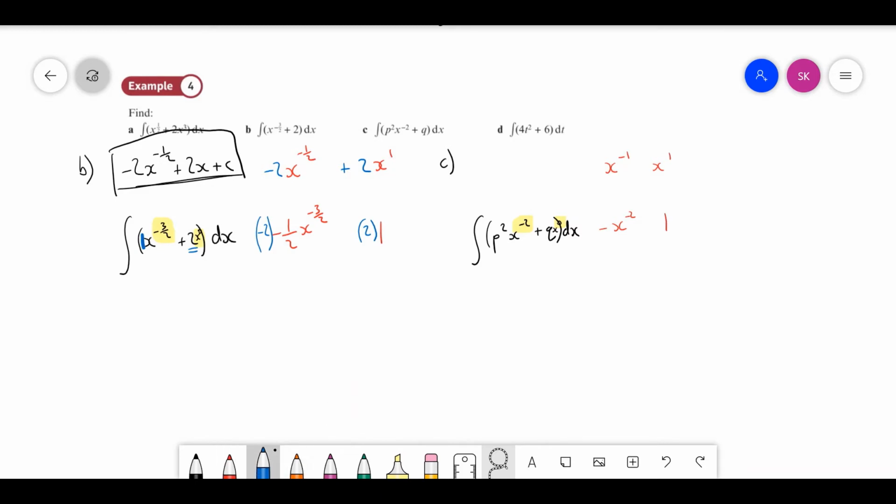Now it's about figuring out what the coefficients are. So I've got a positive p squared as a coefficient here, which means I need to times this by negative p squared, because negative p squared times negative 1 is positive p squared. I've got just a q here, so I'm going to times 1 by q, positive q, and that gives me that. So negative p squared x to the negative 1 plus q x plus c, that is my answer.